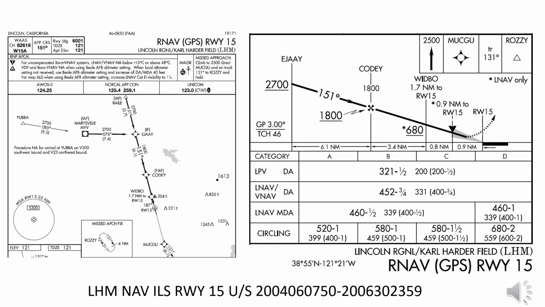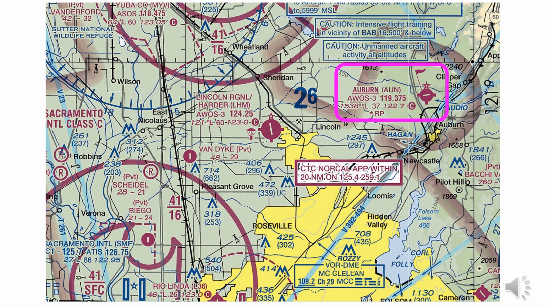Lincoln is at the north end of the Central Valley, and it's susceptible to fog and low ceilings at certain times of the year. The airport is served by both an ILS and two RNAV GPS approaches with LPV minimums. But today there's a catch. The ILS runway 15 is out of service. Fortunately, you may not have to fly far to find a suitable alternate.